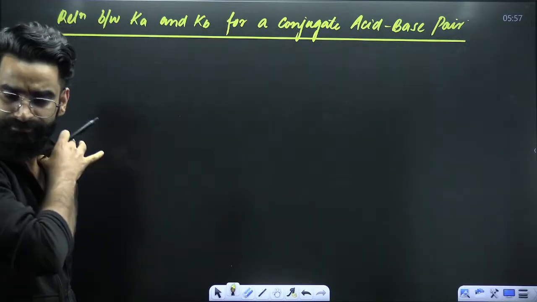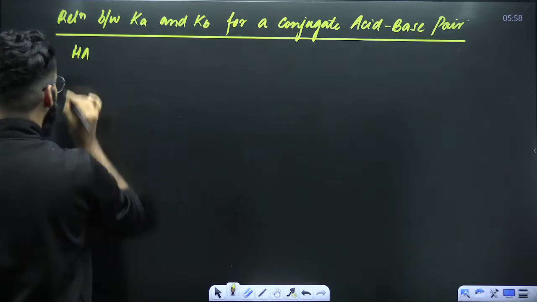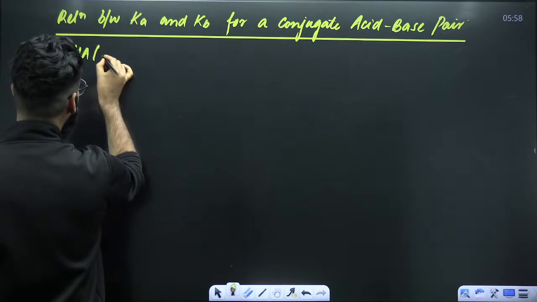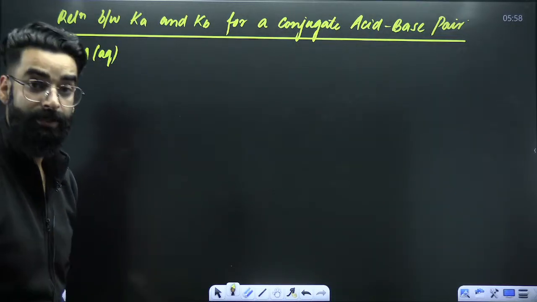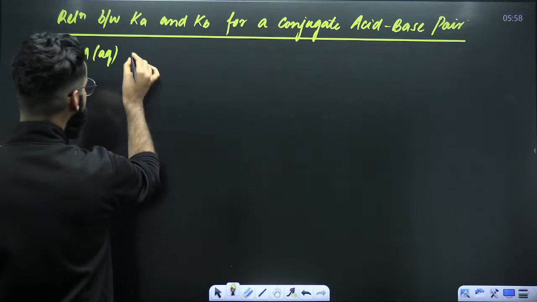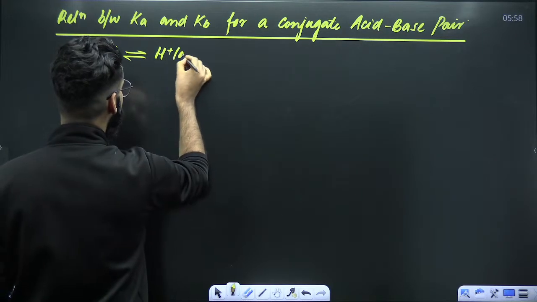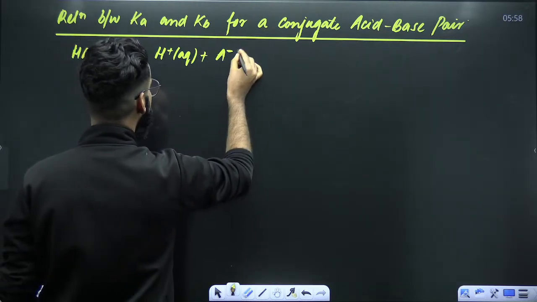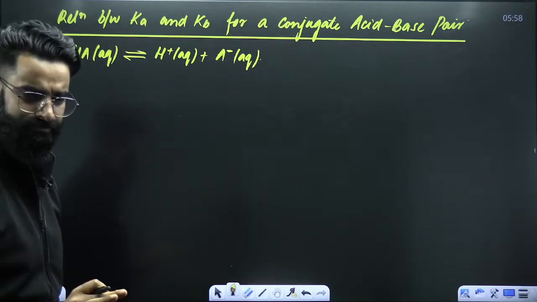Imagine that I've got a weak acid HA. Now imagine that I'm going to introduce this weak acid into water. If it is a weak acid, that means it's a weak electrolyte, so it has to remain in equilibrium with its ions. Its ions are H positive aqueous and A negative aqueous. Right? As simple as that.